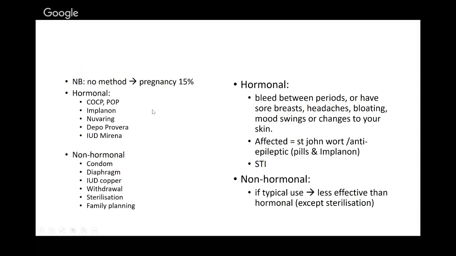When you think about contraceptives, it's best to classify them into hormonal or non-hormonal types. The hormonal ones are the pills, Implanon, and Depot. And the non-hormonal ones are the barrier ones, the copper IUD, or other methods. The reason is that when you classify it that way, the hormonal methods will have a set of common side effects. If it's because of hormones, you have bleeding between periods, sore breasts, headaches, bloating, mood swings, changes to skin. And it can be affected by St. John's wort or anti-epileptics, specifically the pills and Implanon. So it's good to remember this one. And of course it doesn't protect against STI.